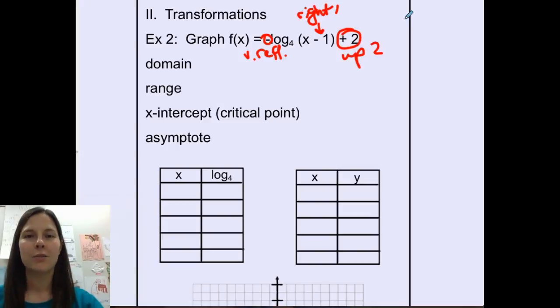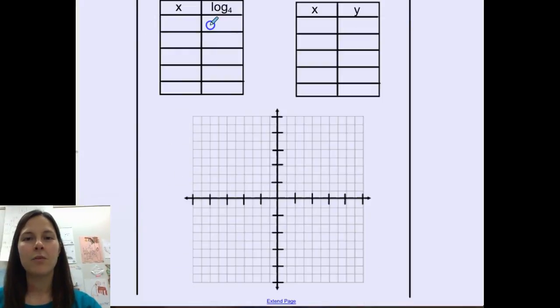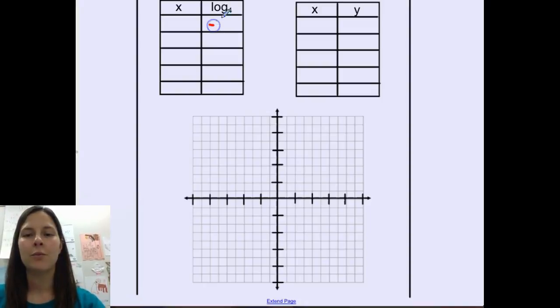For transformations, it may be easier to look at the domain, range, x-intercept, and asymptote from the graph, so we'll start with our t-charts. First of all, we're going to get that parent function, which is log base 4. The easiest way to fill out a t-chart for a log function is to actually fill out those y values, the -2 to 2.